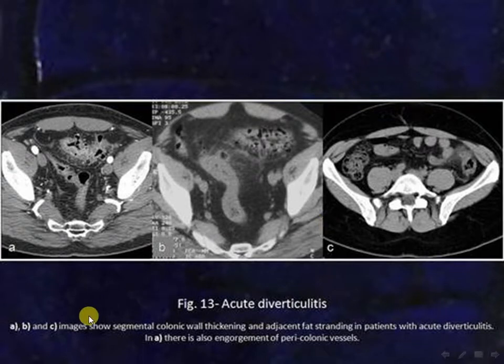So, you can see here there is a stranding of the perisigmoid fat planes. You can see there are some diverticuli here and there. The stranding of the fat planes indicates diverticulitis. However, there are no signs of perforation. Again, you can see here stranding of the fat planes, some engorgement of the mesenteric vessels, and again the same thing here.